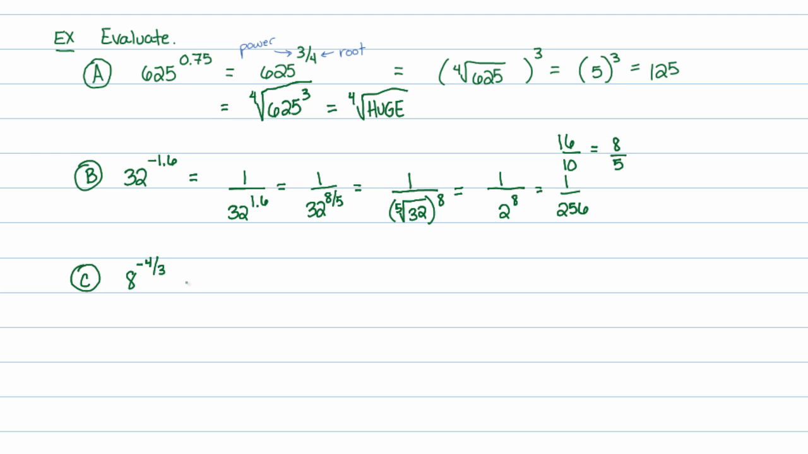But every once in a while you're lucky enough to get something like 8 raised to the negative 4/3. Rip off the negative, the base drops downstairs, and obviously the exponent becomes positive. And that's just the same thing as saying the cube root of 8 all being raised to the 4th power. The cube root of 8 is 2. 2 to the 4th power is 16. So that's 1/16.